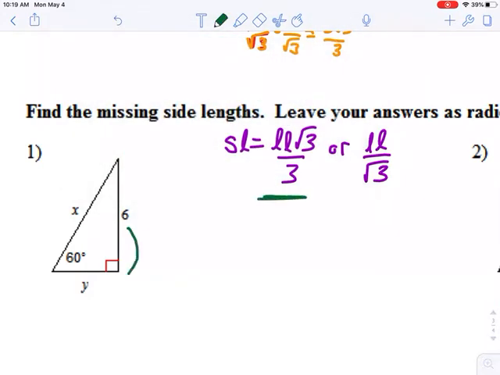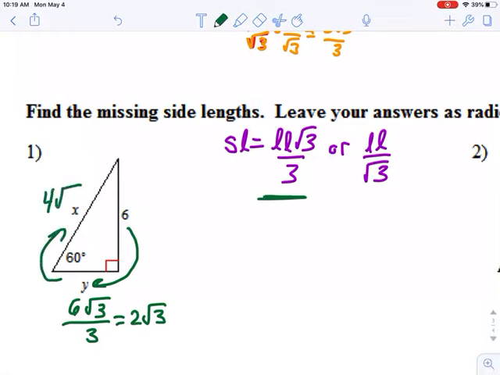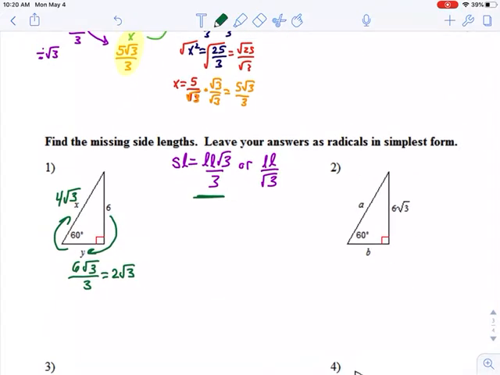And number 1, I'm going to use this first one because there's no radical in the long leg. So it's just going to be 6 times radical 3 over 3, which is 2 radical 3. And then I'm going to multiply by 2 to get the hypotenuse, 4 radical 3. Cool.